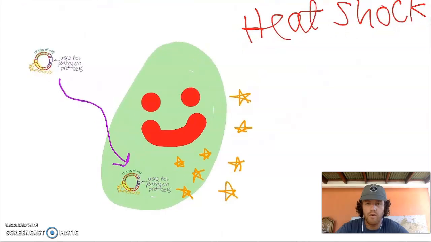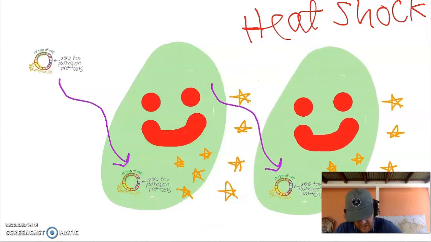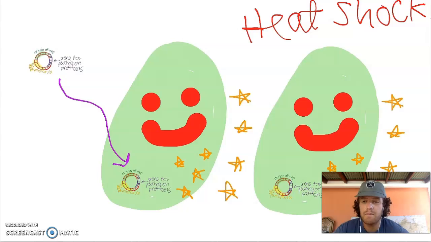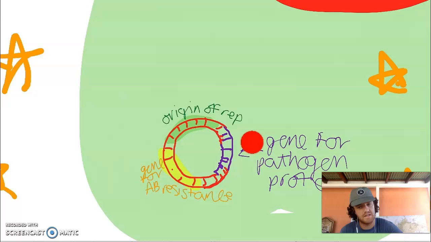So what I need is for this bacteria cell to grow and divide, right? So eventually, this one bacteria cell is going to turn into duplicate, two bacteria cells, right? So now I have a second bacteria cell that is able to produce pathogen proteins, okay? The only reason this second bacteria cell is going to be able to produce pathogen proteins is because it has the gene for pathogen proteins. The only way it'll have the gene for pathogen proteins is if it has its own copy of this plasmid.